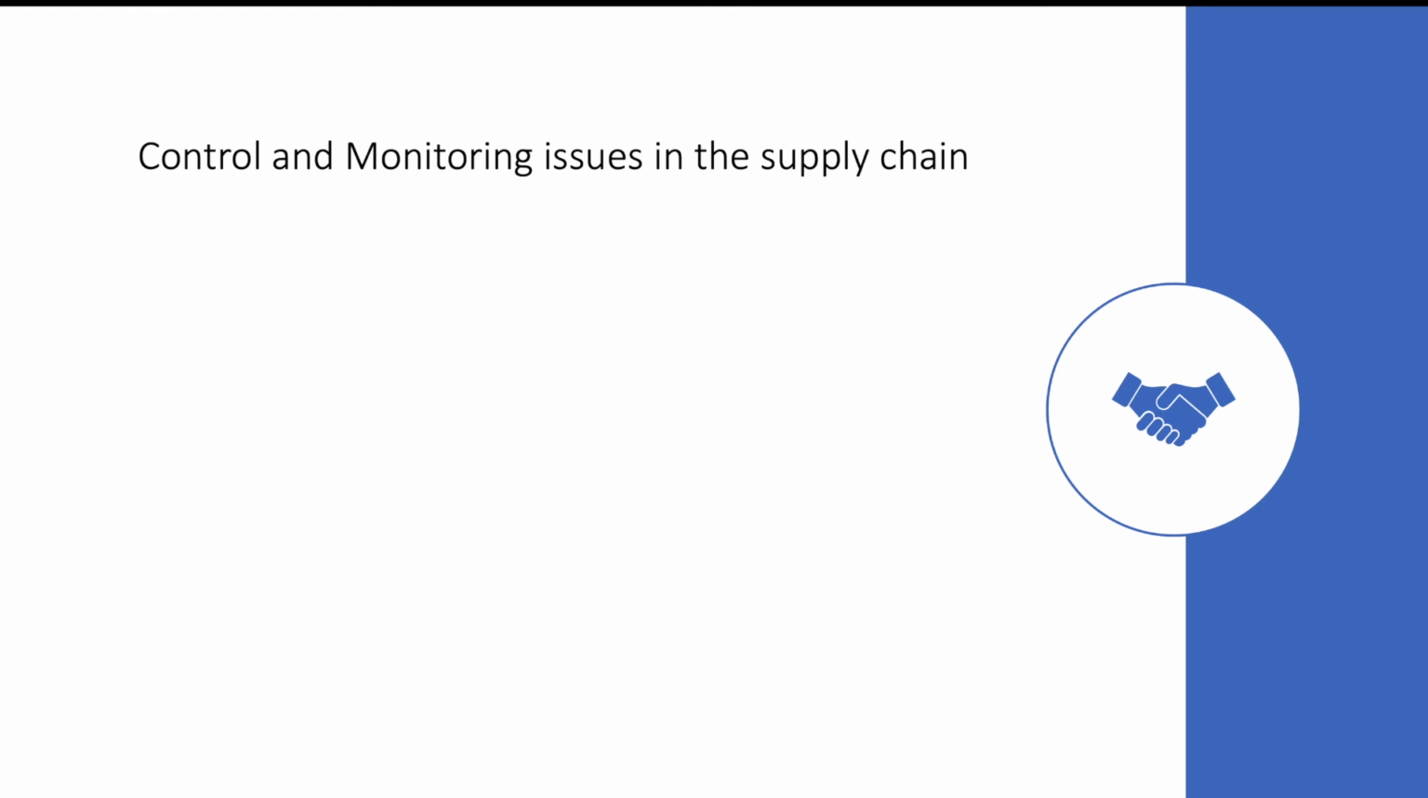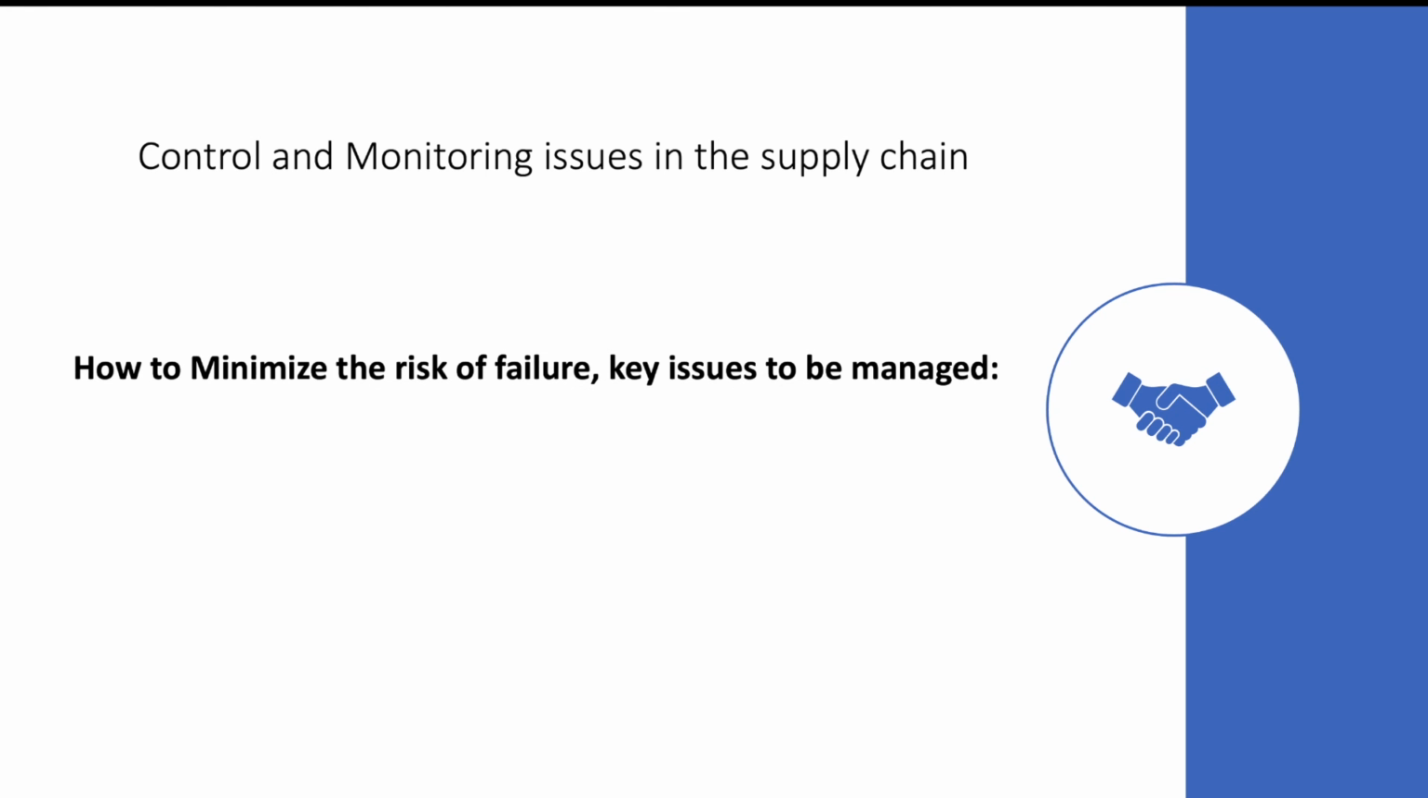Now, control and monitoring issues in the supply chain. What we do in this is look at how to minimize the risk of failure. Key issues to be managed: there are a couple of key issues that need to be managed. Supplier selection and reliability is a very important control. So this is what we're doing: the controlling and monitoring issues in the supply chain.